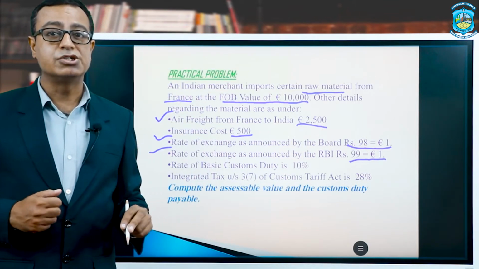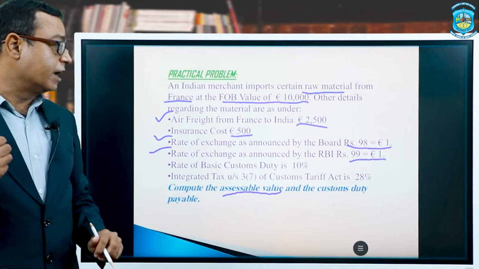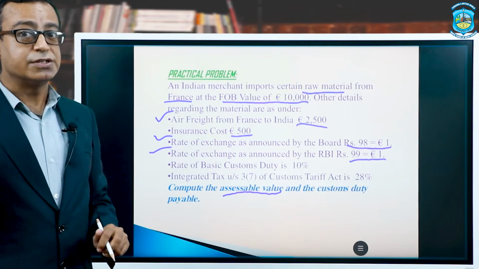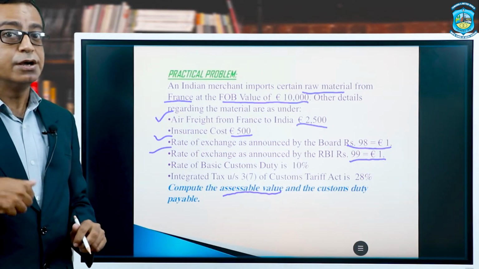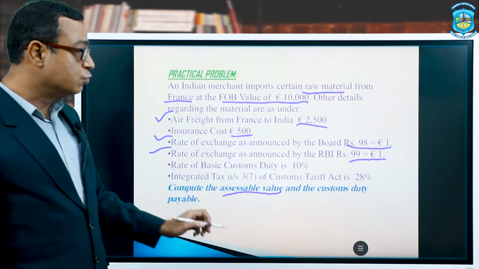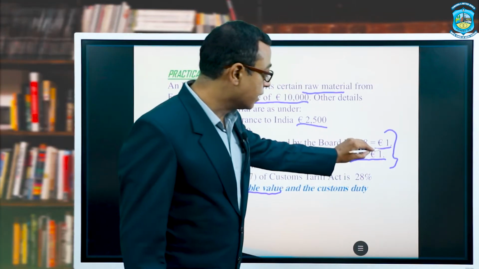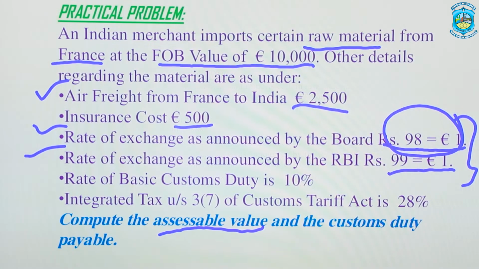Let's start the calculation of assessable value at first, because without assessable value, we cannot calculate customs duty at all, because assessable value is always the first step to calculate customs duty. First, we have to calculate assessable value in euro. After that, we have to convert in Indian rupee. Now, what about these two rates? Out of these two rates, we have to use this particular rate for the conversion of FOB value and also assessable value. Let's start the calculation of assessable value on the basis of this particular question.